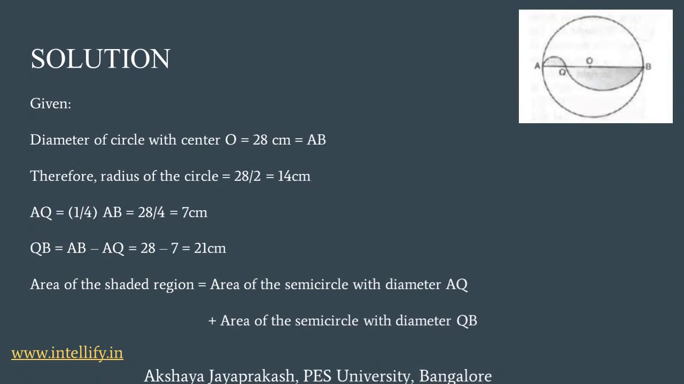Now it's also given that AQ is equal to 1/4 AB. AB is the diameter of the circle. So 1/4 AB is nothing but 28 by 4, that's equal to 7 cm. Now from this we can find QB as AB minus AQ, that's equal to 28 minus 7, that's 21 centimeter. So the area of the shaded region is equal to area of the semicircle with diameter AQ plus area of the semicircle with diameter QB.